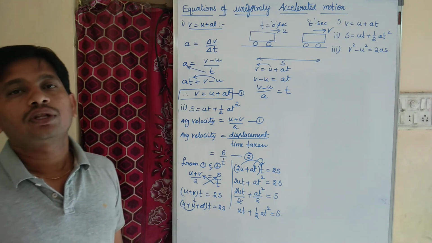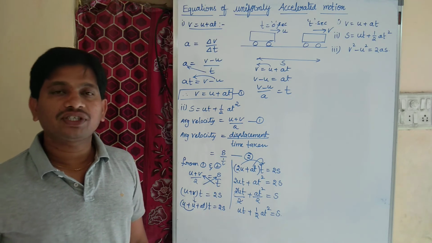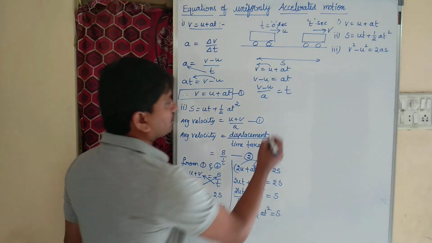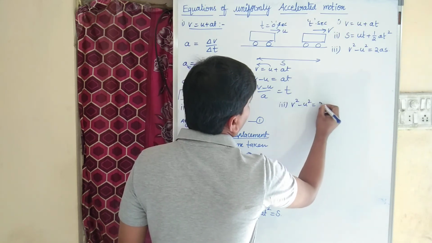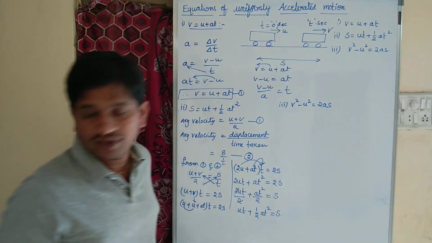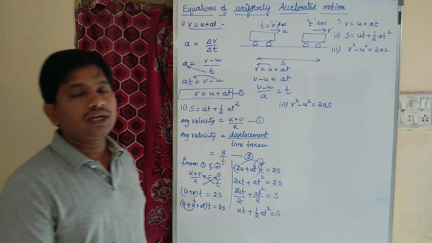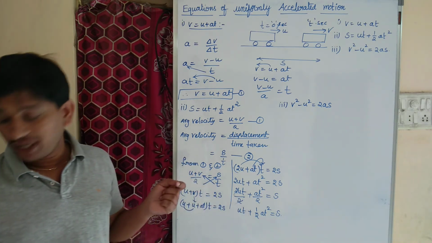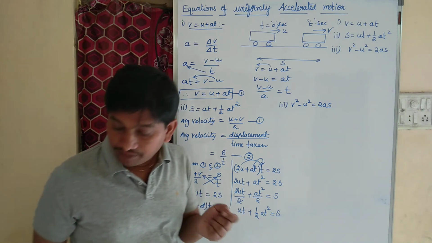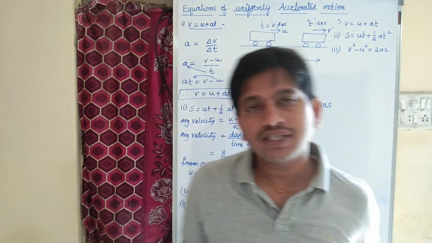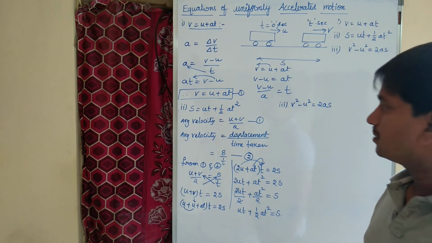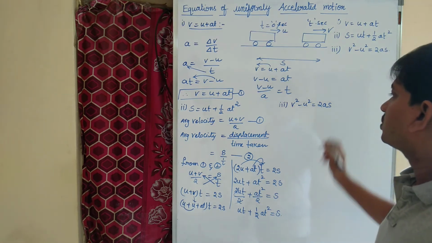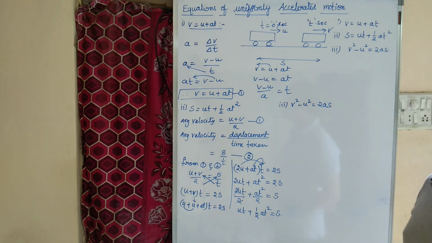Now coming to the third equation of motion. What is our third equation of motion? That is v square minus u square equal to 2as. This is our third equation of motion. It gives us the velocity acquired by a body in travelling a distance s. That is v square minus u square equal to 2as.